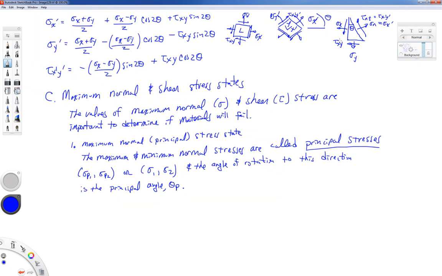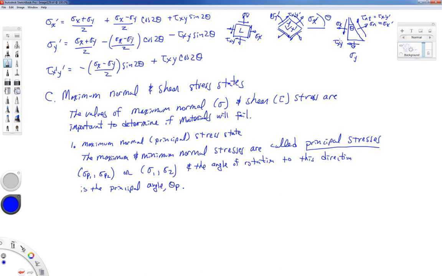And each of these conditions has its own entire stress state that goes along with it. All right, the values of the maximum normal stress, sigma, and shearing stress tau are important to determine if materials will fail. So let's first take a look at our maximum normal stresses and that stress state. And that has a special name associated with it. Those are known as principal stresses.